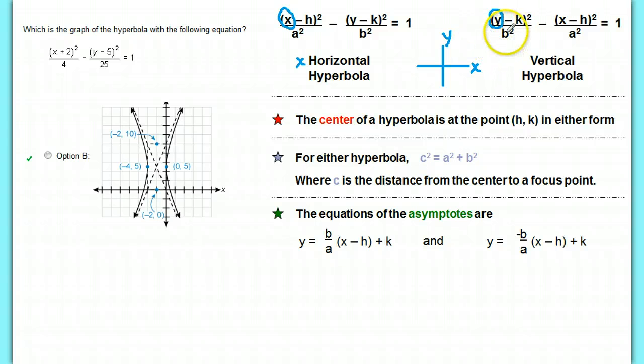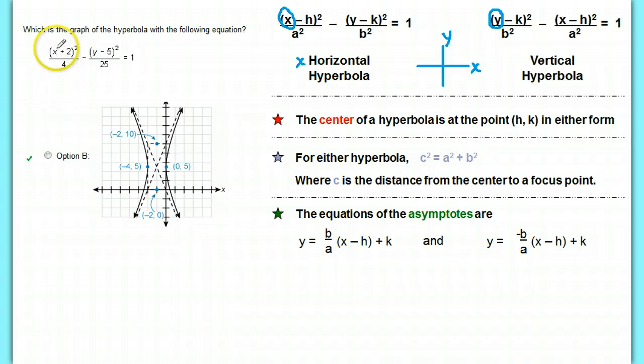And y and b are always connected, and x and a are connected. So x and a, y, b. So those are definitely some things to note. And then also the center of a hyperbola is at the point (h, k). So that's the first thing we can do over here, is find what that center point is going to be.